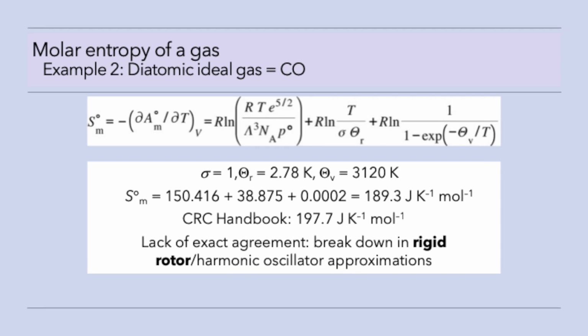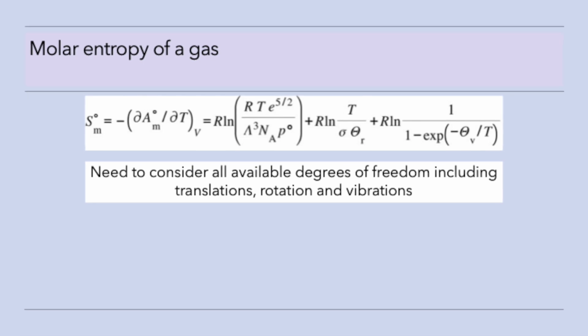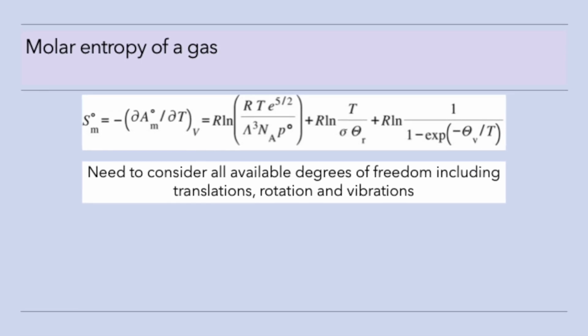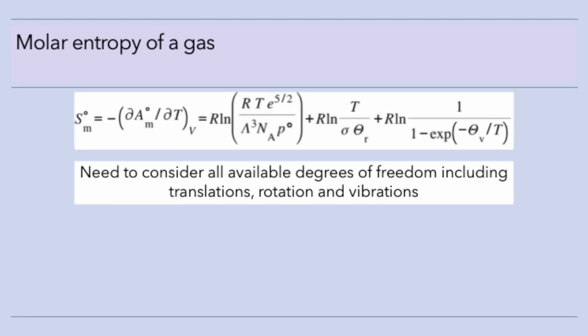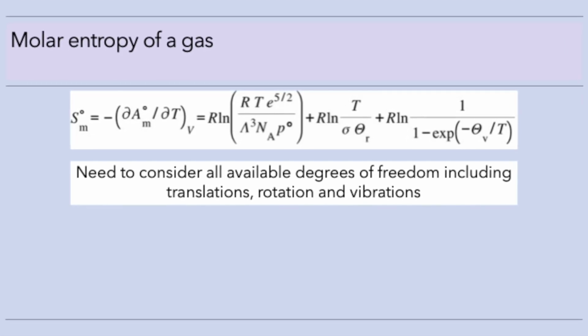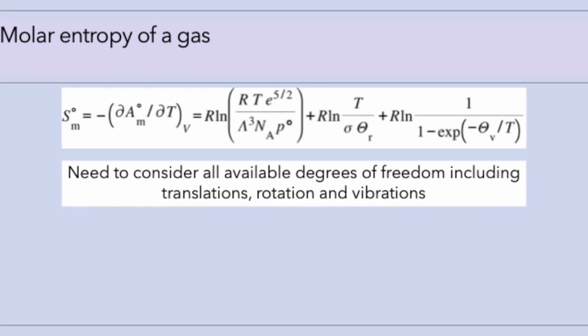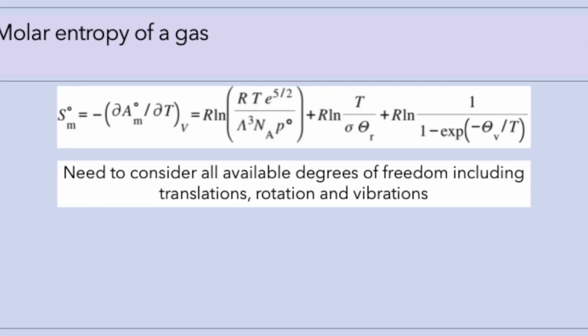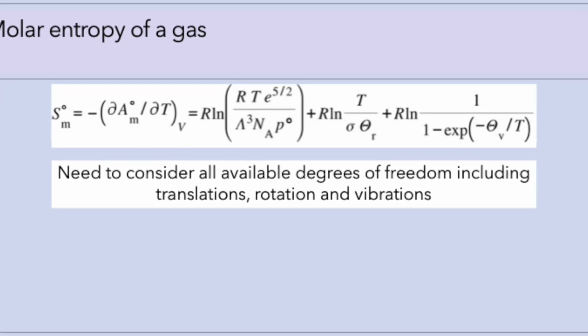In summation, to calculate the molar entropy of a gas, we need to consider all available degrees of freedom, including translations for a monatomic. That's the whole story, and we can do that exactly, as well as rotations and vibrations for diatomic or polyatomic molecules. And to get exact answers, we'll need very good descriptions of those other degrees of freedom.